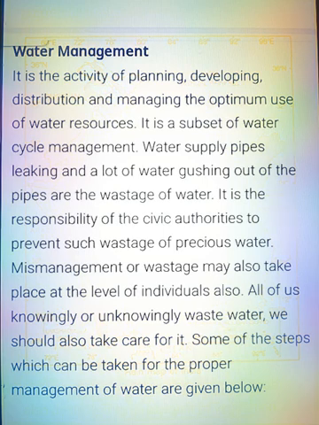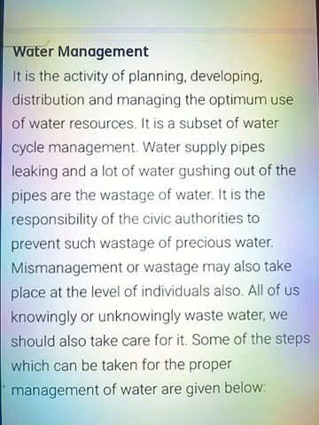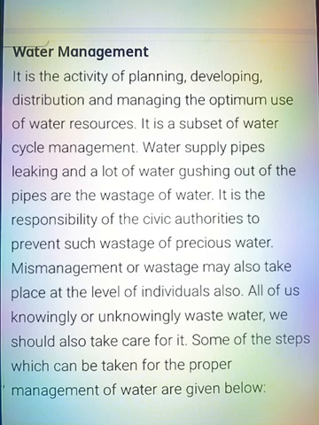Water management. It is the activity of planning, developing, distributing and managing the optimum use of water resources. It is a subset of water cycle management. Water supply pipes leaking and a lot of water gushing out of the pipes is wastage of water. It is the responsibility of the civic authorities to prevent such wastage of precious water.